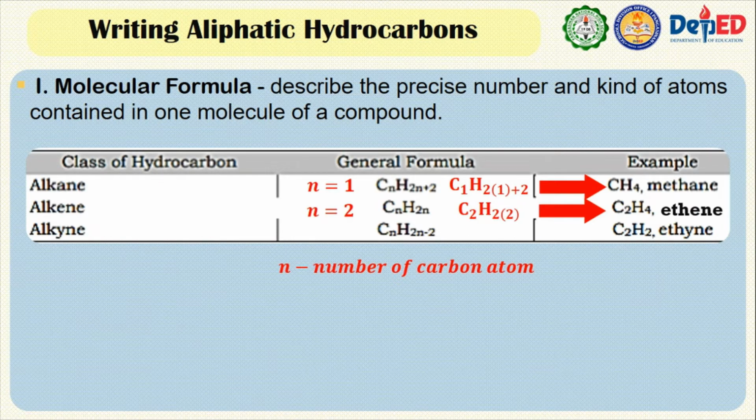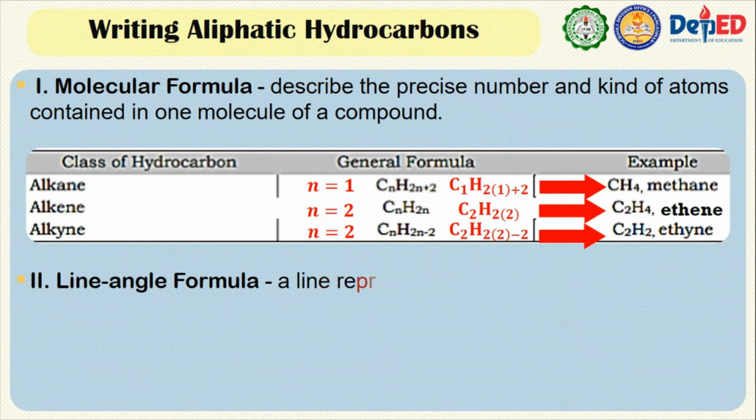Lastly, we have ethyne. It contains 2 carbon atoms. We substitute the given to the general formula. We have C2H2(2)-2. Then we have C2H2. That's the molecular formula for ethyne.